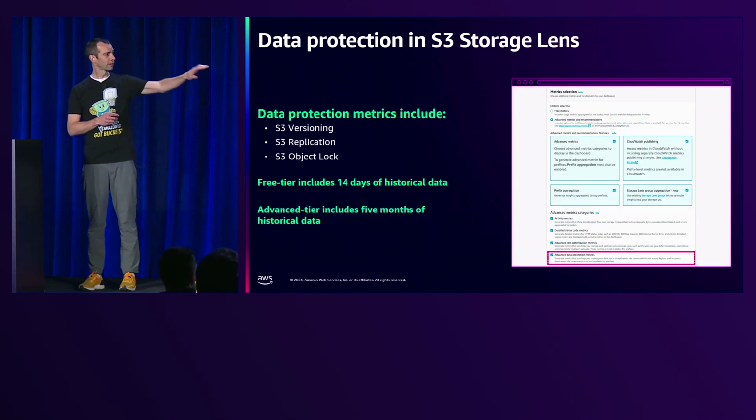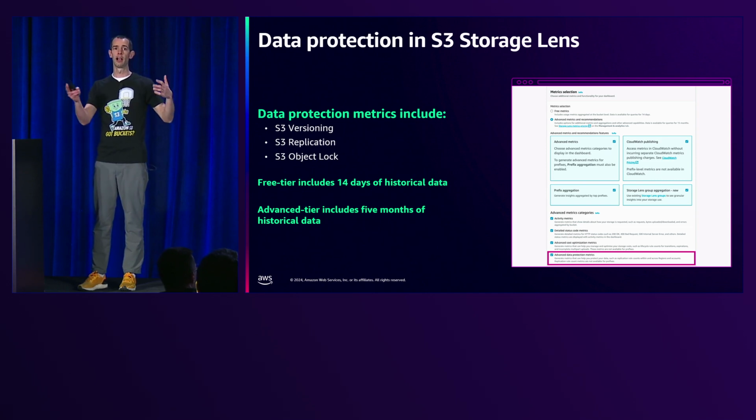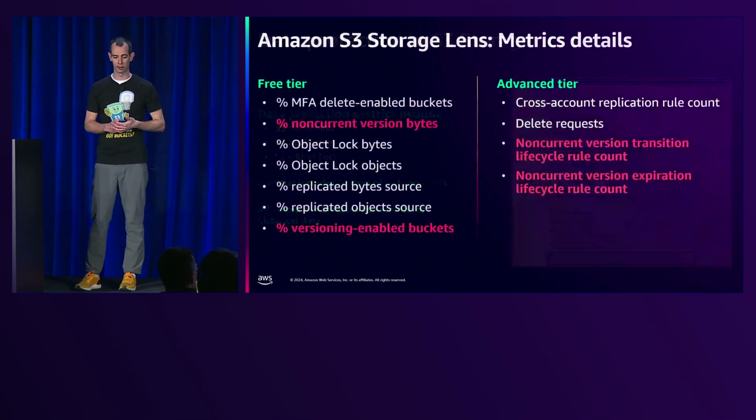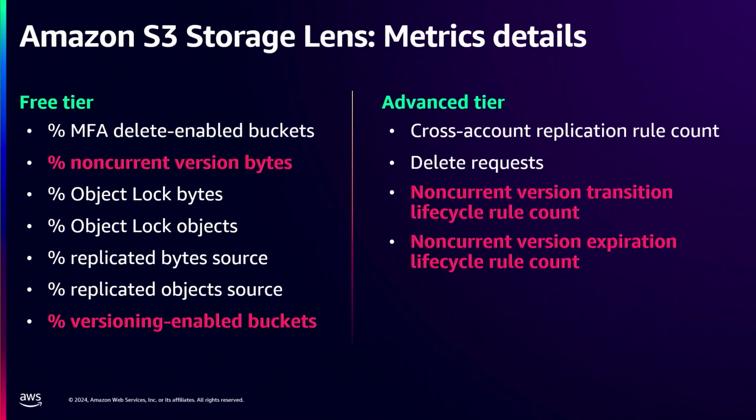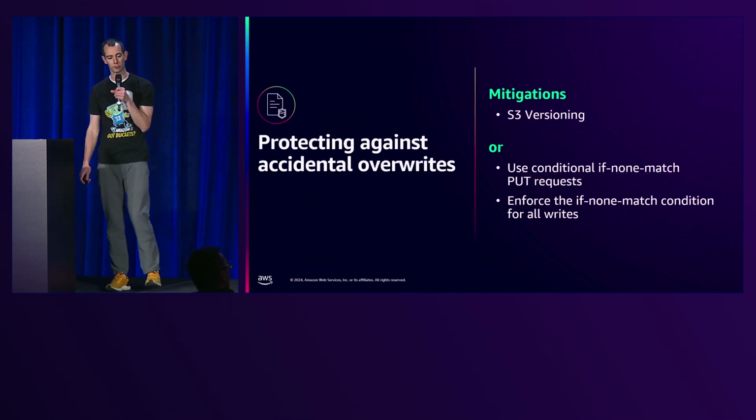So you've got data protection metrics at the bottom there. The advanced tier includes 5 months of data. So when you turn on that advanced tier, you get additional metrics, but you also get more retention of your historical metrics. So you can go back and look at that. All right, non-current version bytes, monitoring that, understanding the overwrite patterns of a bucket, and then setting up the right expiration rules so you're saving money along the way. And then on the advanced tier, you see things like the rule counts that you can get visibility on, counts of delete requests, et cetera. A lot of great visibility for you.